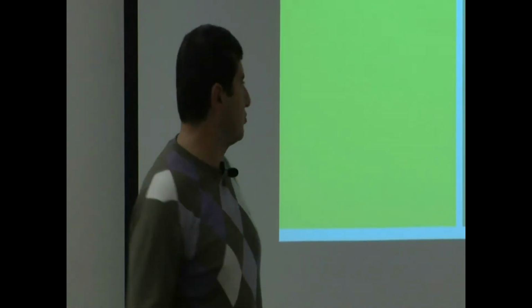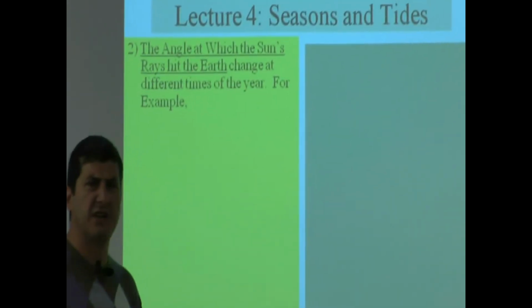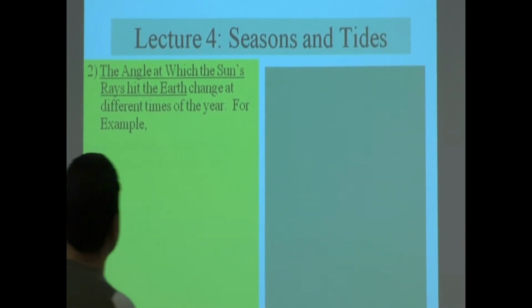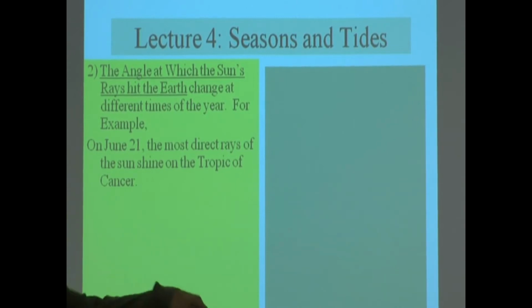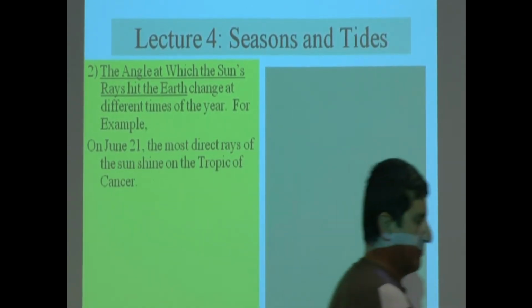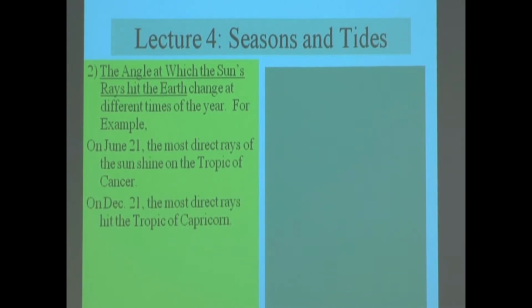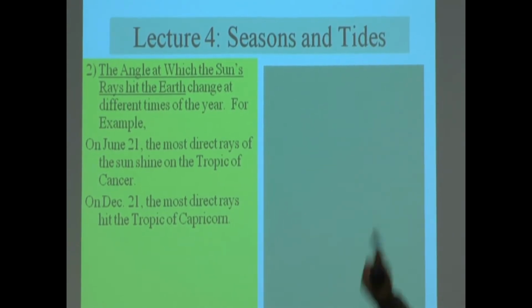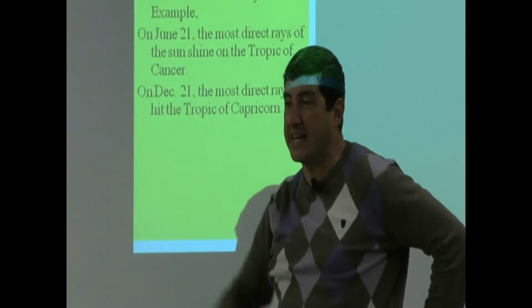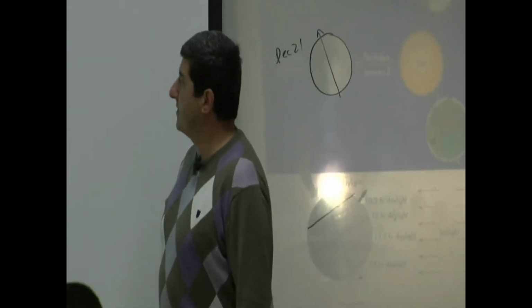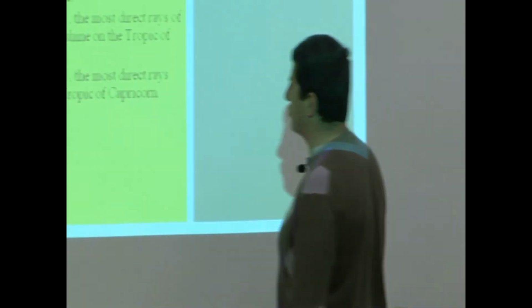Okay, another related reason. Let's say the person is still not convinced that that's the reason for seasons. You'll tell them the angle at which the sun's rays hit the Earth changes at different times of the year. For example, on June 21st, the most direct rays of the sun shine on the Tropic of Cancer. Why? Because the sun's location in the sky is at 23 degree angle. Remember when we covered the celestial sphere? On December 21, the most direct rays hit the Tropic of Capricorn.